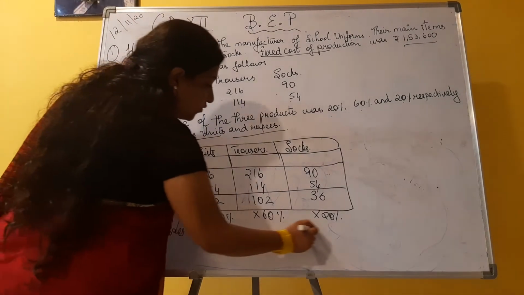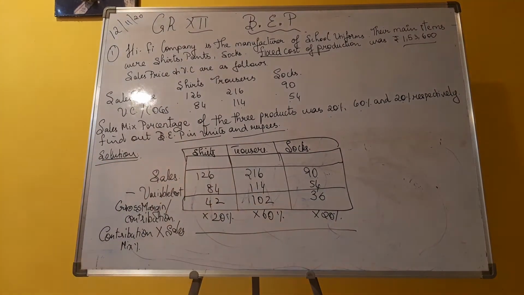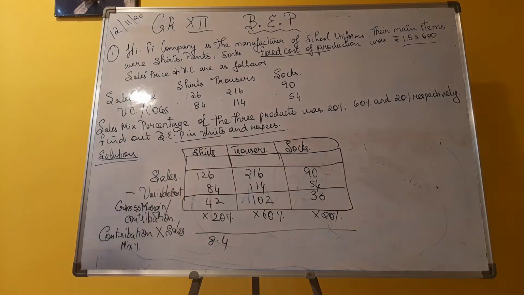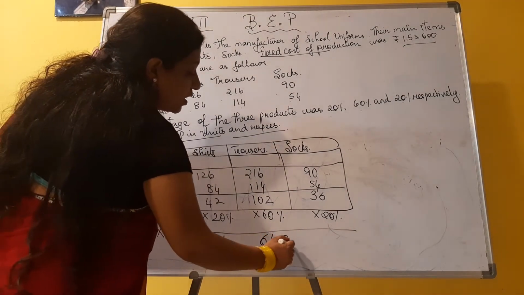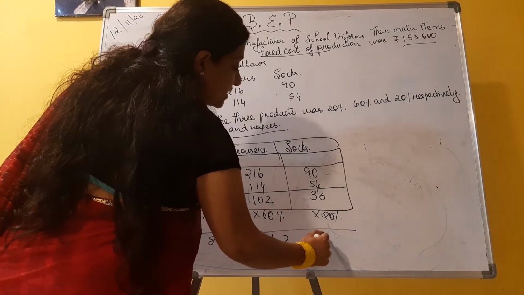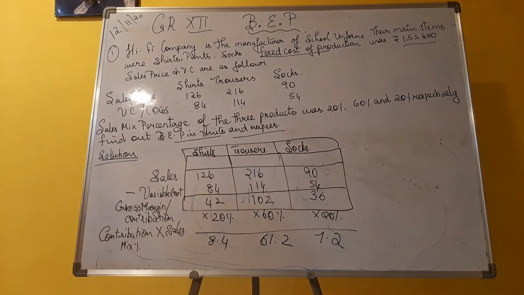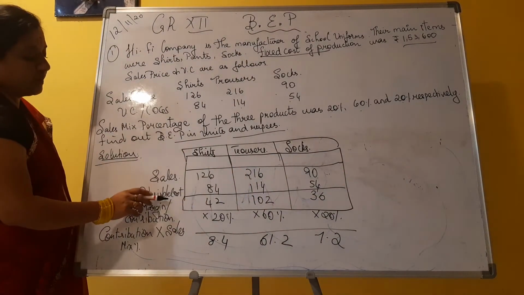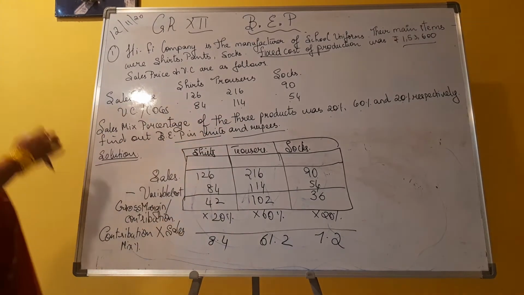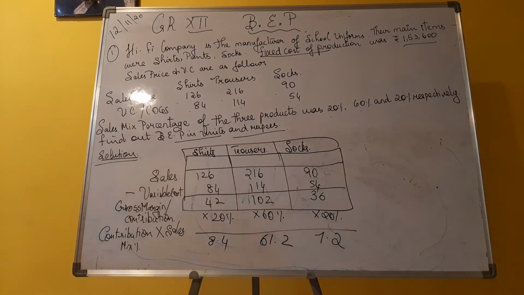Right? So when you multiply 42 into 20%, what do you arrive at? You arrive at 8.4. You can do the calculation, children. We will not waste the time doing the calculation on the rough column now. You can do it in the rough column when you are practicing. This arrives at 61.2 and the last one, 36 into 20%, will give us 7.2. Right? So I'll repeat one more time. We have done sales minus variable cost. Both the figures are given in the question. You arrive at this. With this you are multiplying the sales mix percentage. Got it?